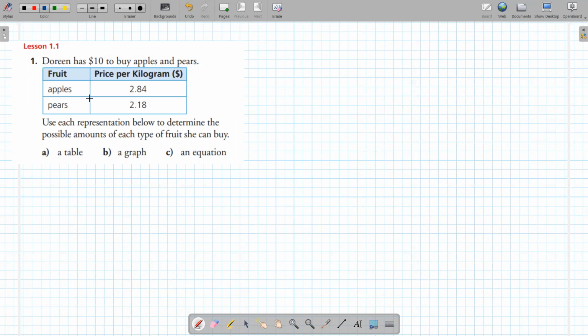Let's look at this question. So this person has $10 to buy apples and pears. And it says, use each representation to determine the possible amounts of each fruit she can buy. All right, in this question, what's going to be the equation?